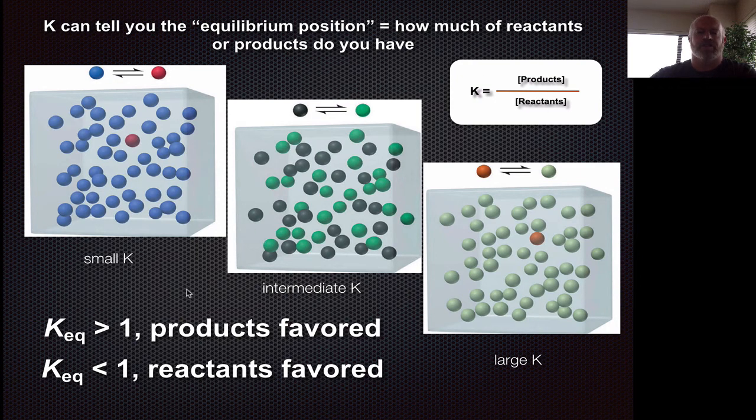If you take a look at these different things, we're looking at our KEQ. This is just our constant at equilibrium. If we have a value greater than 1, so a bigger numerator than denominator, we have a product favored reaction. If we have a bigger denominator than numerator, then KEQ is less than 1 and we're reactant favored.